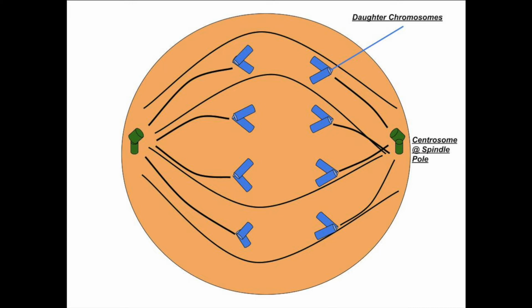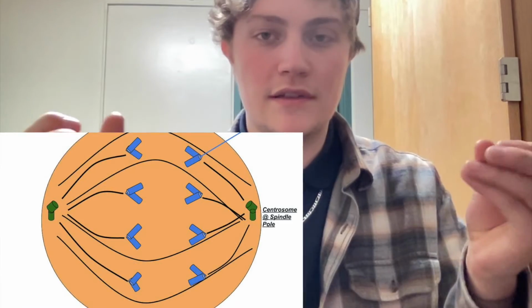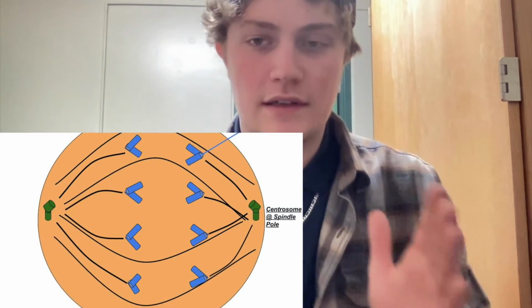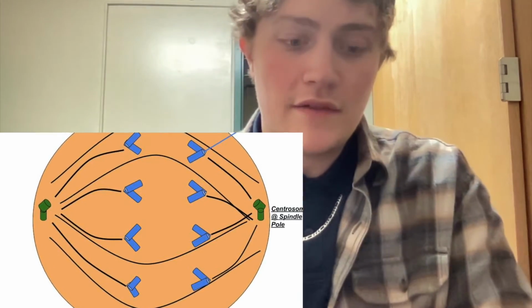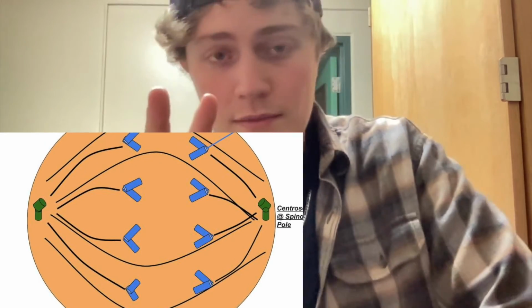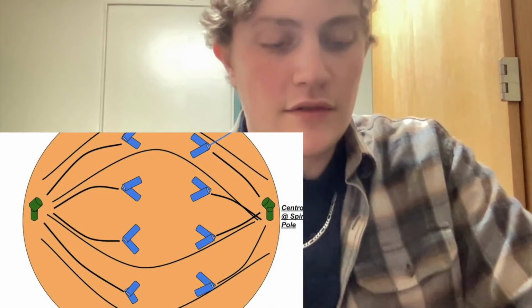As you can see, now the chromosomes are separated onto each side. There's an even amount on both sides. And then next, right after this, will be the last two steps, telophase and cytokinesis.